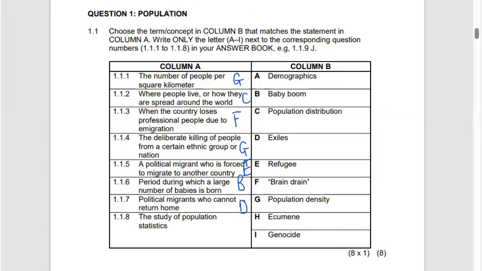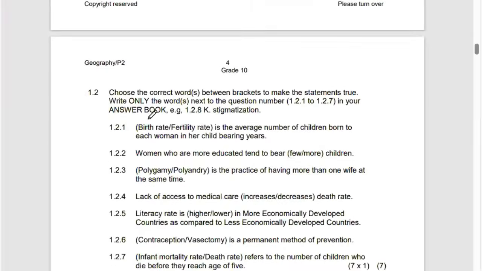They have fled from an unconducive political situation and the situation is still prevailing such that they cannot risk their lives going back home. They are called exiles. The study of population statistics, we call it demographics, which is A. So those are the typical answers for the first part. We move on to the next part.